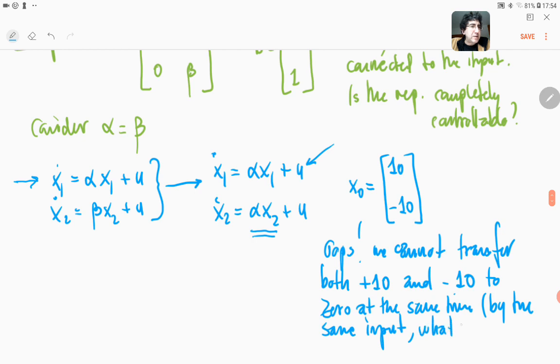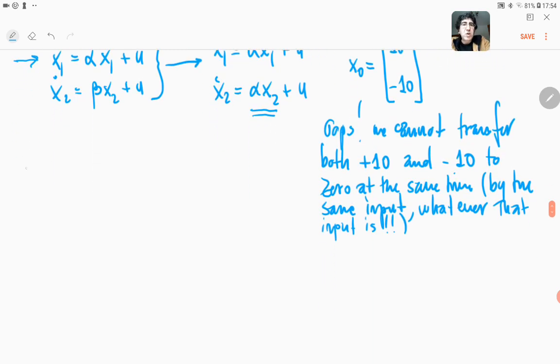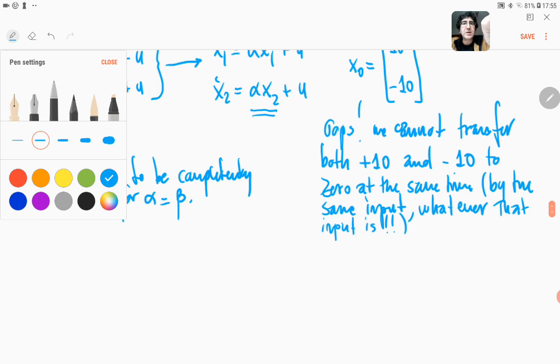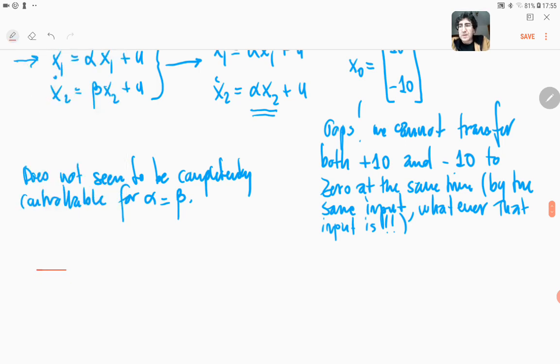Whatever that input is. Okay, so this system does not seem to be completely controllable, at least for alpha equals beta. Let us check the controllability matrix. And I'm going to check this for the general case.